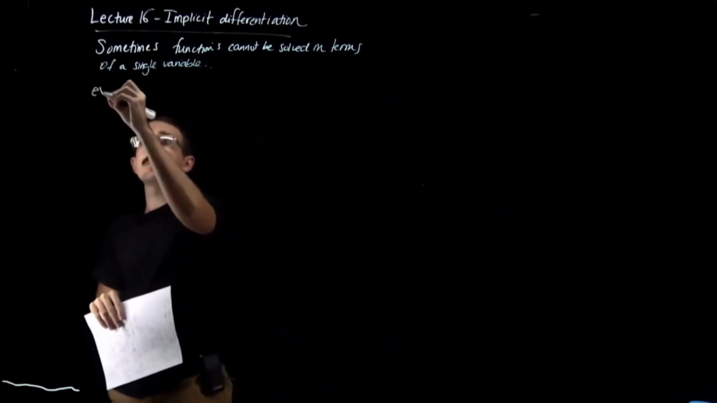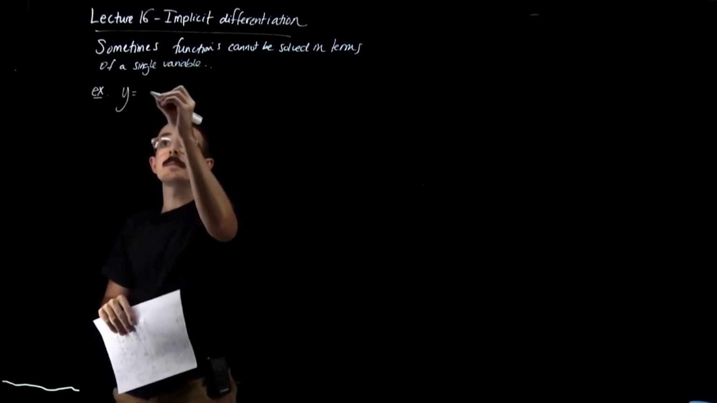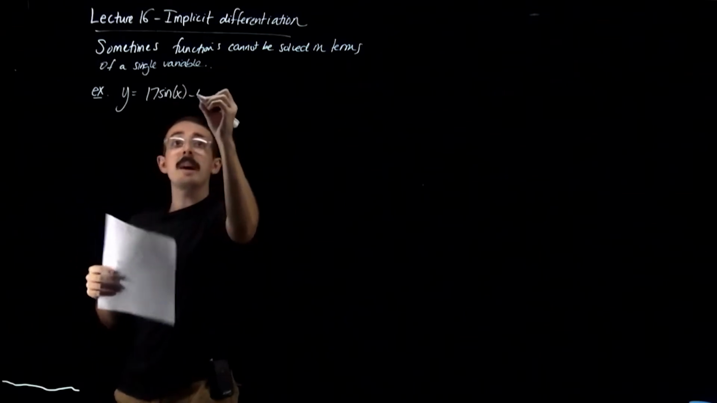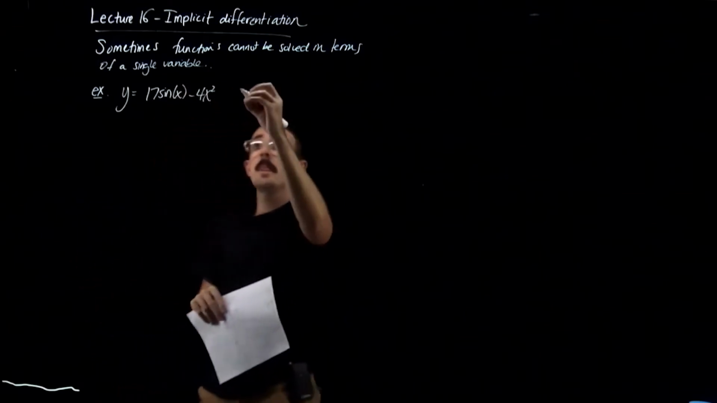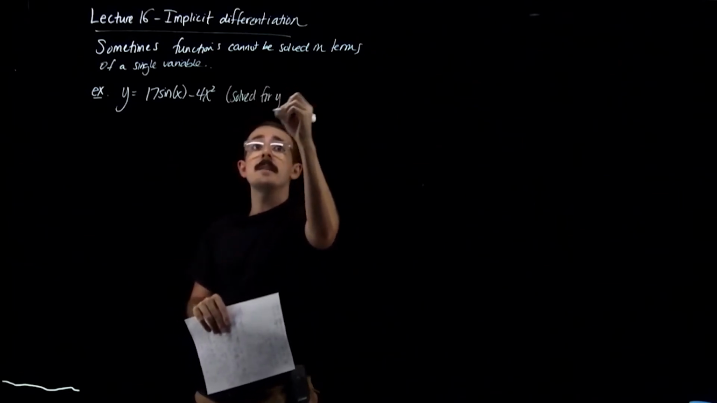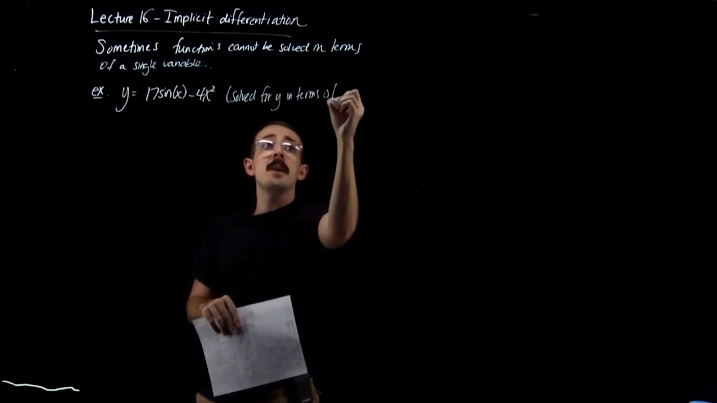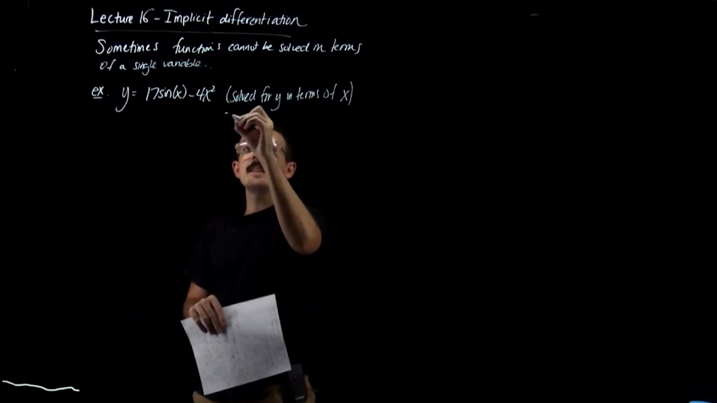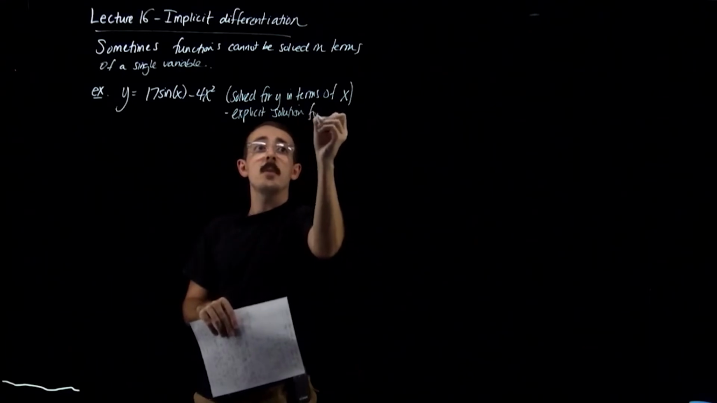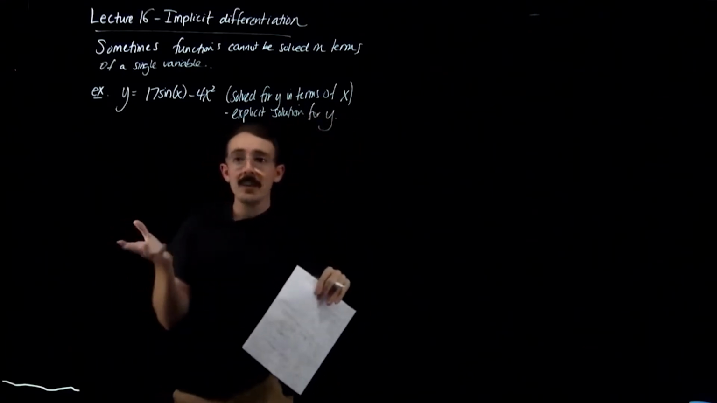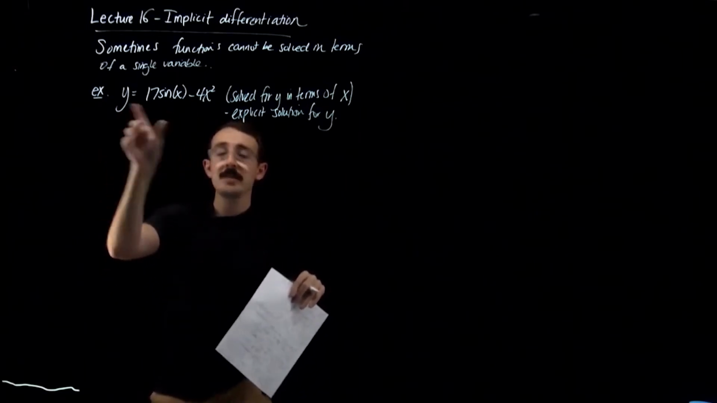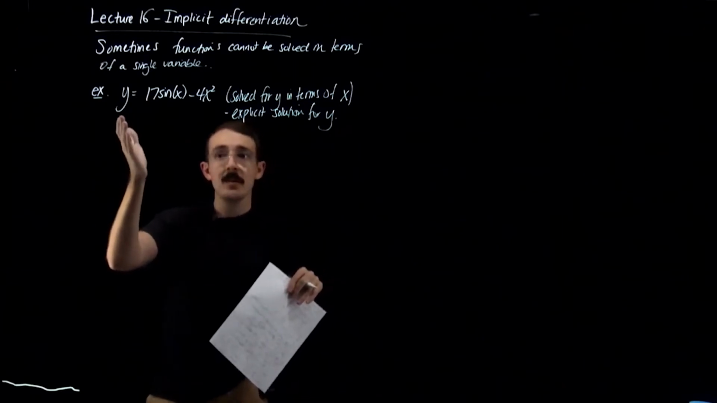So here's an example of something you've seen before, something like y equals, let's say, 17 sine x minus 4x squared. So we would say this is solved for y in terms of x. And this is an explicit solution for y, because the only type of variable you see on the right side is simply x's, and then y is all by itself over here. So this is what it means to have an explicit solution for y.